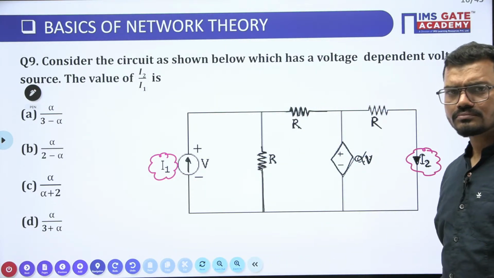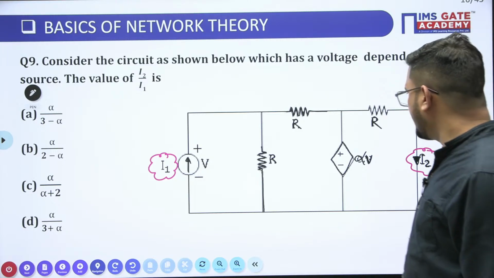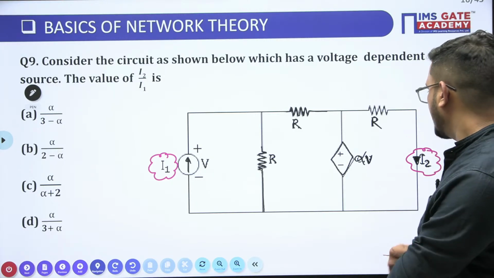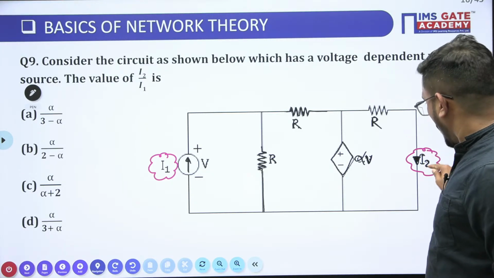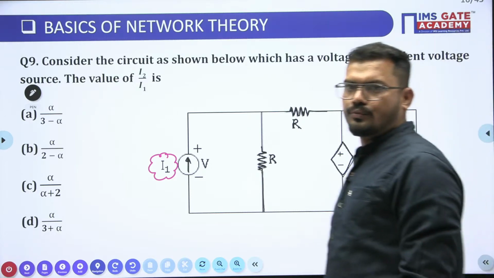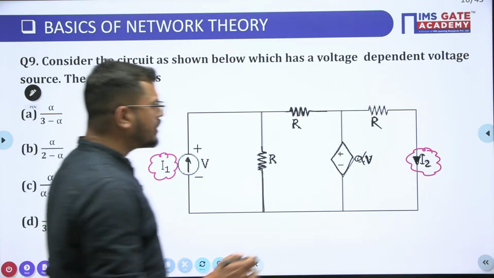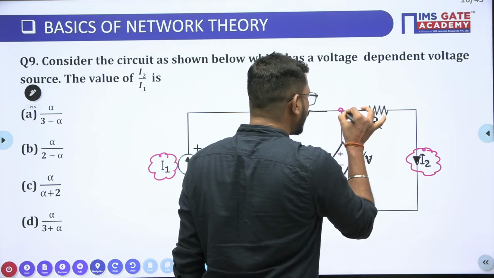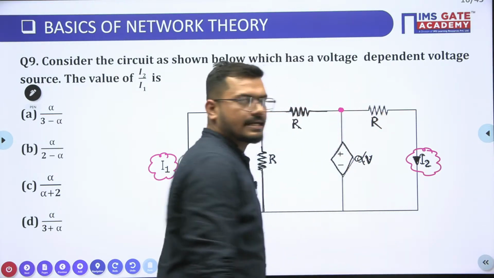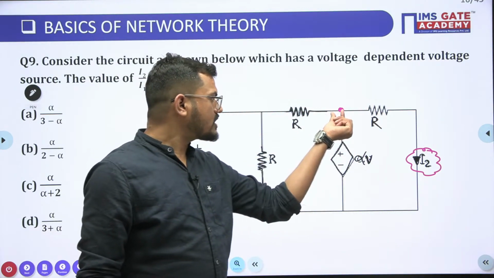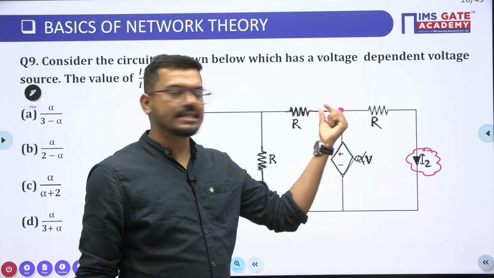So it's very simple. First of all, I'm just finding this value of I2. Is it clear? Just tell me please, what is the value of this node voltage, guys? If I'm talking about this node, what is the voltage of this node?